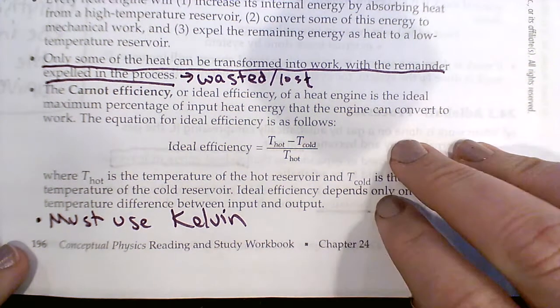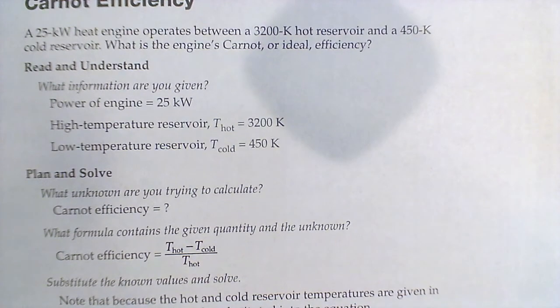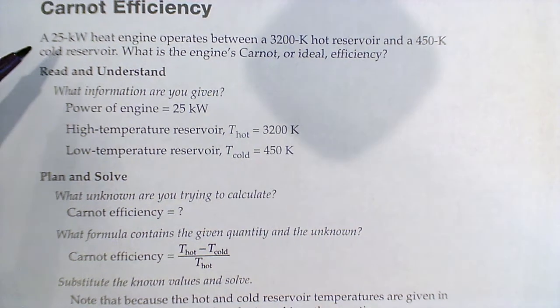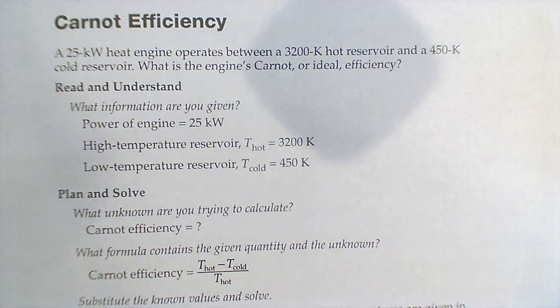So again, this is going to be a pretty short day. I just want to go through this math practice. There's one walkthrough together, and this is only 2 questions. This isn't anything compared to those packets we've done in the last couple chapters. So we have a 25 kilowatt heat engine that operates between a 3,200 Kelvin hot reservoir and a 450 Kelvin cold reservoir. What's the engine's Carnot or ideal efficiency?